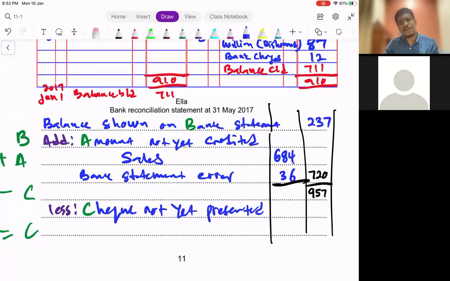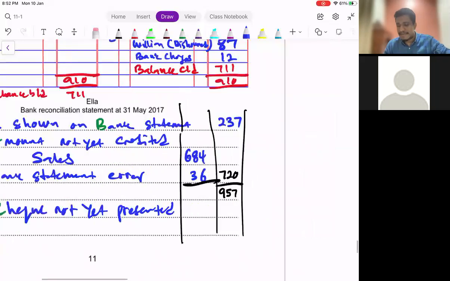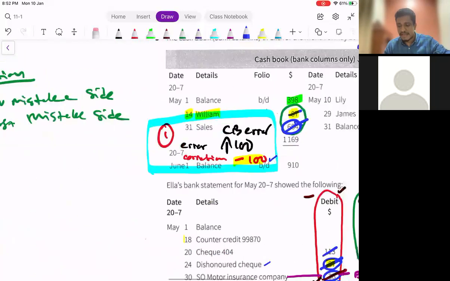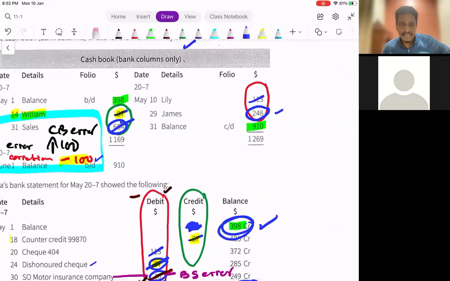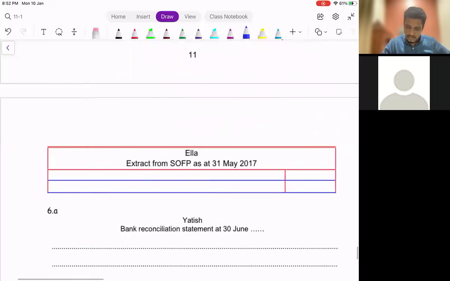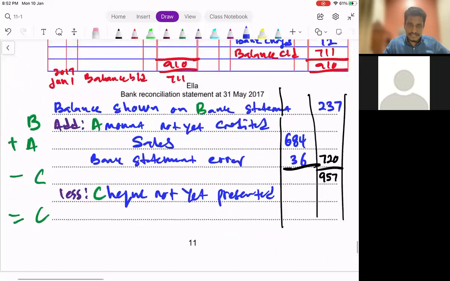What is check not yet presented? The check that we paid to that guy, but the guy didn't present to the bank. So the check that we pay to the guy will be in a debit side or credit side of the cash book? It will be in the credit side of the cash book. Who's the guy? James, 246. So I go to my bank reconciliation and write here James. There's only one, so you can straight away write 246. Put it in a bracket because we reduce it.